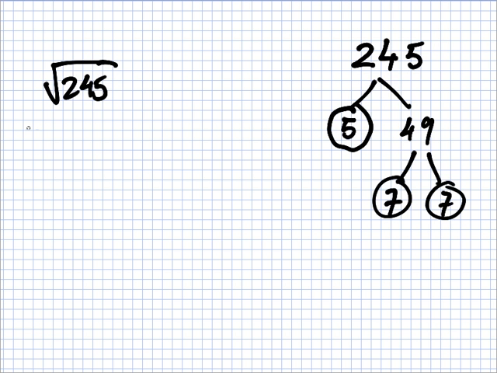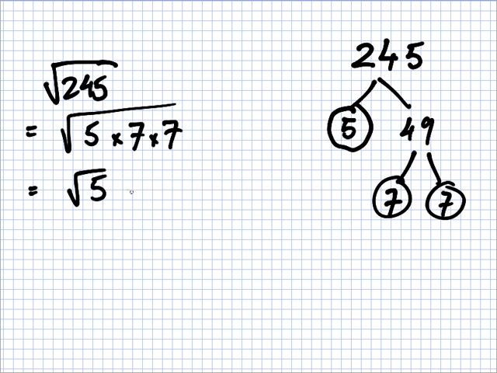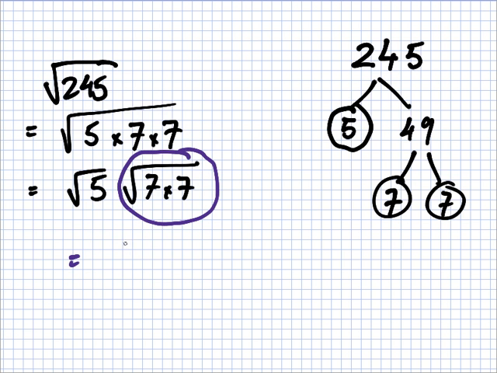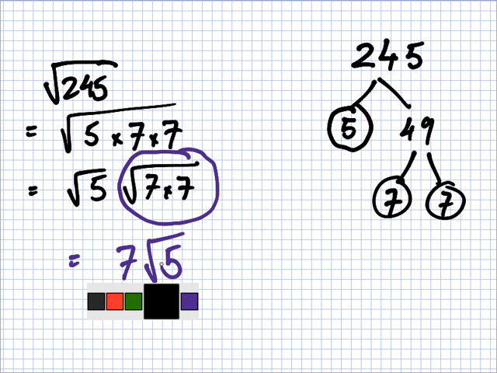So what you can do is change root 245 into root 5 times 7 times 7. Or to be a little bit clearer, root 5 times root 7 times 7. Now this form is very nice, because what does the root of 7 times 7 become? 7. Because 7 by 7 is 49, and the square root of 49 is 7. So this has to be 7 square root 5. Yeah, 7 root 5.